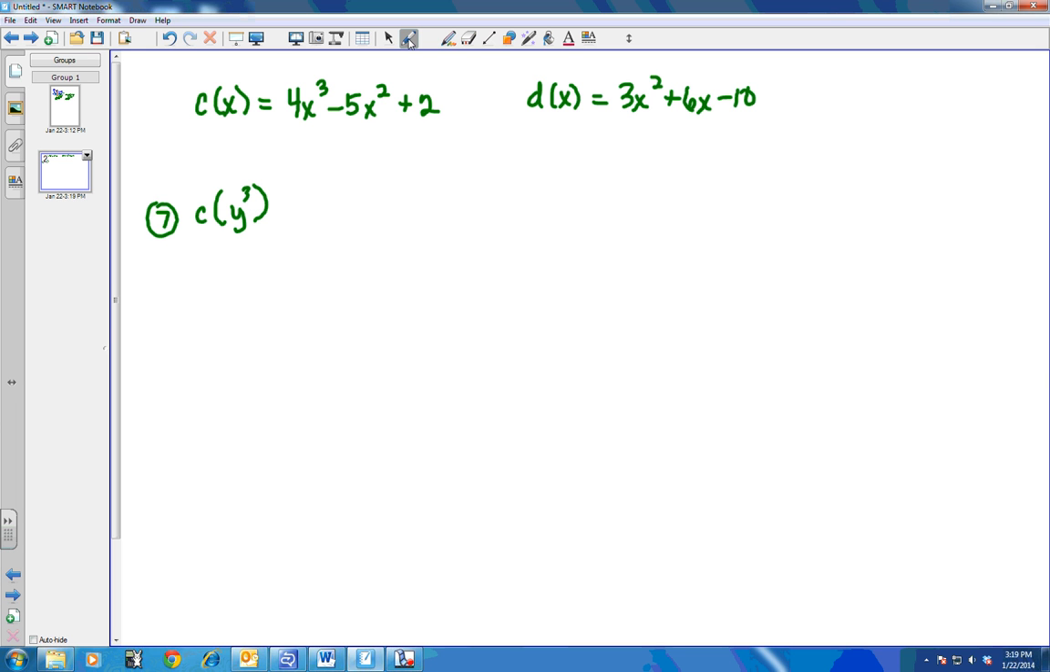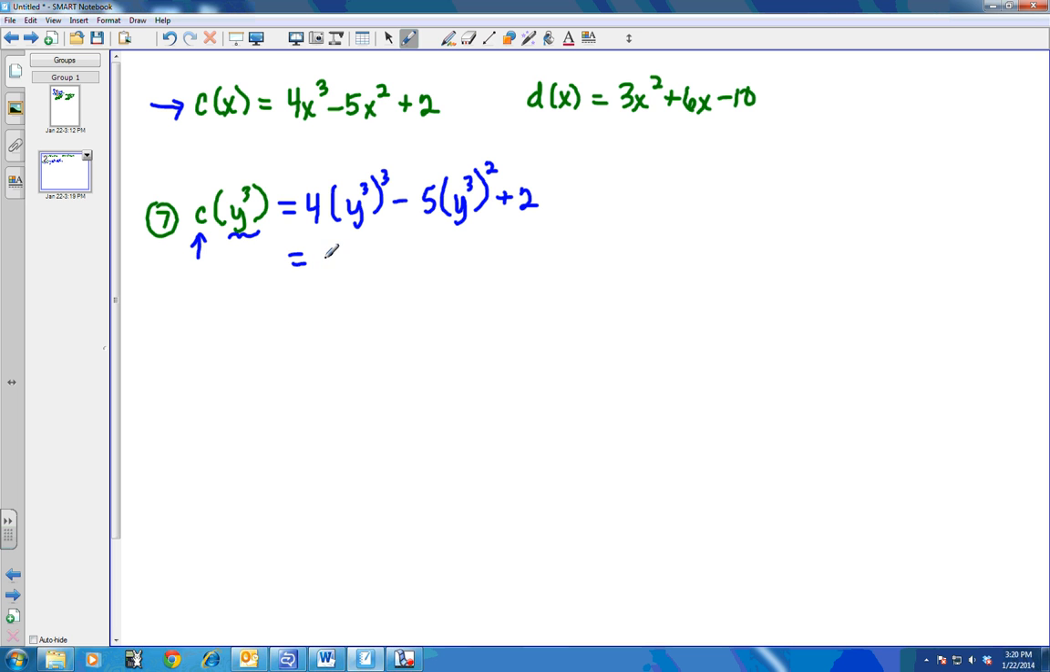All right, so what does this mean? This means find my C equation, and plug y to the third in place of all of my x's. So I'm using this equation, and in place of all of my x's, I'm putting y to the third. So I have 4 y to the third raised to the third power. Okay, y to the third, I put in place of my x, but then I have to raise it to the third. Minus 5 y to the third raised to the second power plus 2.